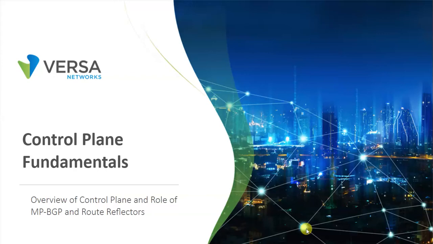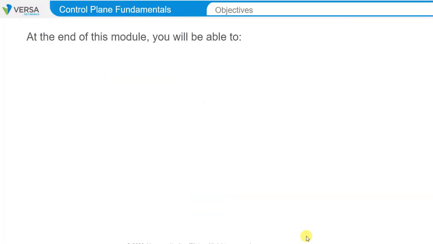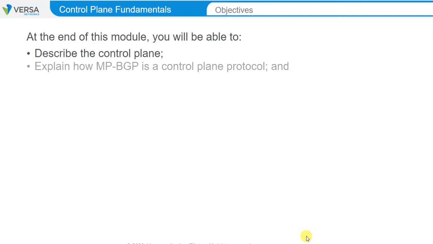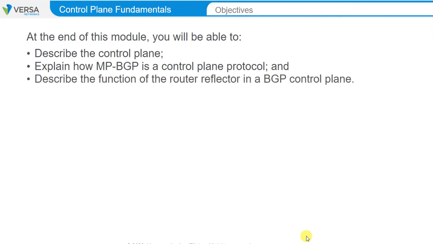This module on control plane fundamentals defines the control plane and explains the role of multi-protocol BGP, or MP-BGP, and route reflectors in the VersaSecure SD-WAN control plane. At the end of this module, you will be able to describe the control plane, explain how MP-BGP is a control plane protocol, and describe the function of the route reflector in a BGP control plane.